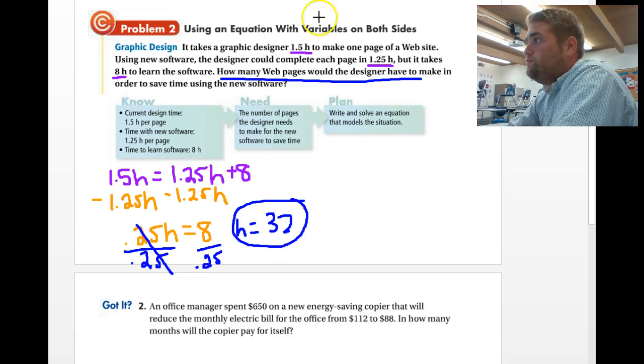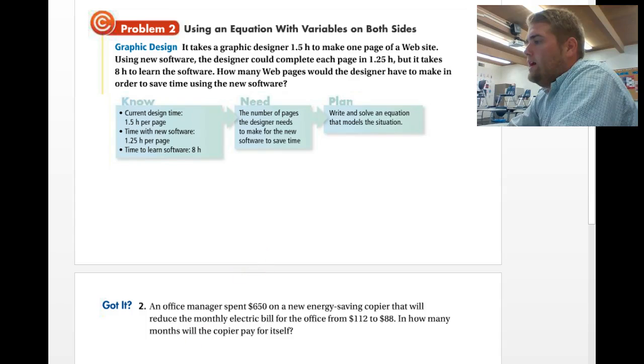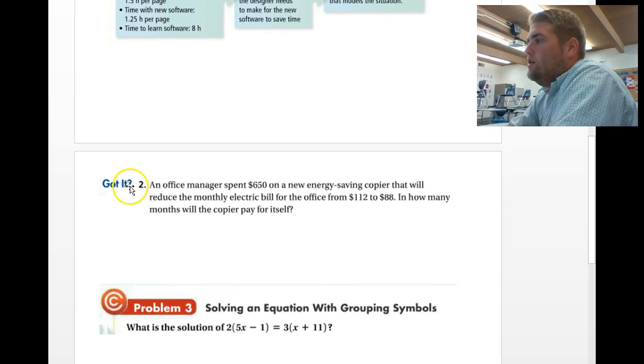Okay, so 32. What I want you guys to do now is try this one. If you don't understand it, don't know what's going on, some things you can do are highlight the important information, so 650, 112, and 88. And just attempt it. Put something down here. If you don't know it, we'll go over it in class on Friday, but just do your best.